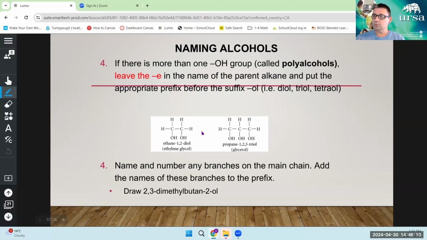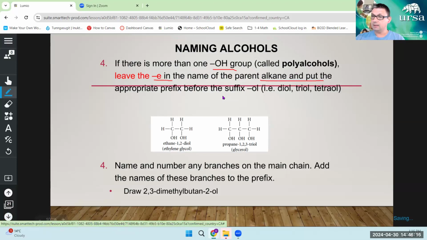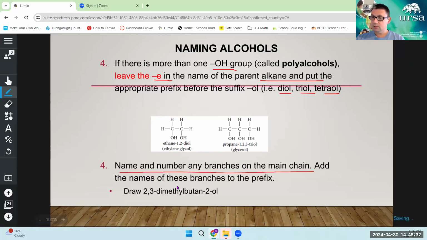So let's take a look at this one. Now, if you have more than one hydroxyl group, you leave the E in front of the parent alkane and you put diol or triol or tetraol. For example, here, ethane-1,2-diol. 3 carbons, propane-1,2,3-triol. You then number any side chains, any branches, give the priority to the alcohol group, and you add these branches to the prefix.